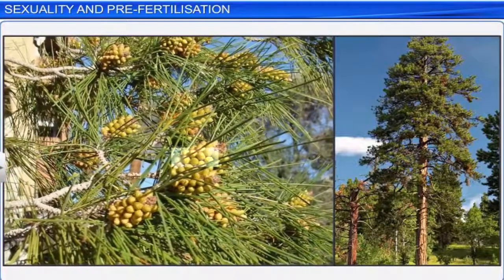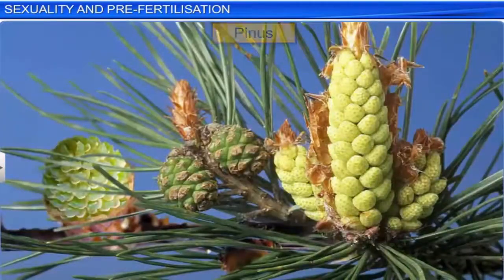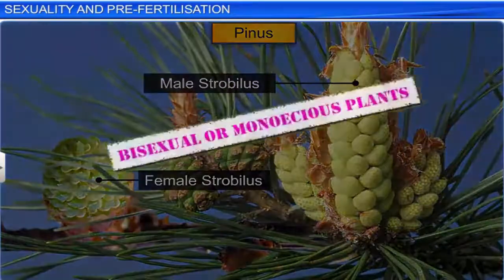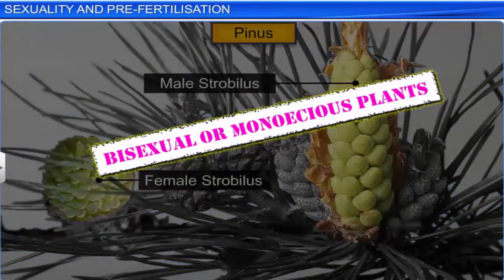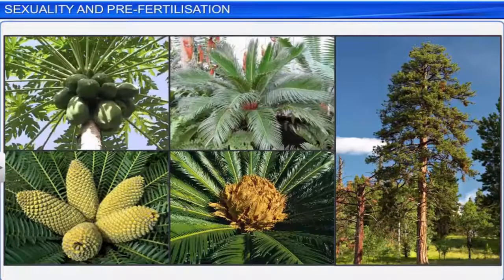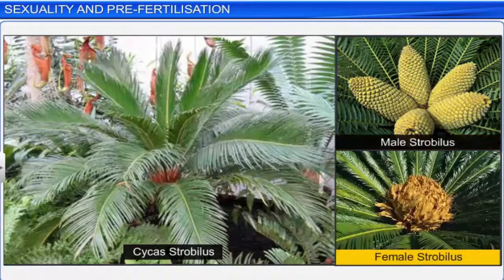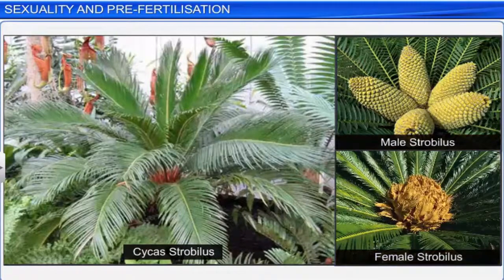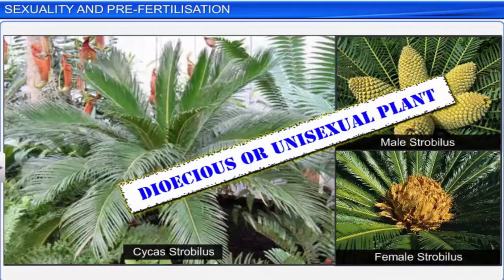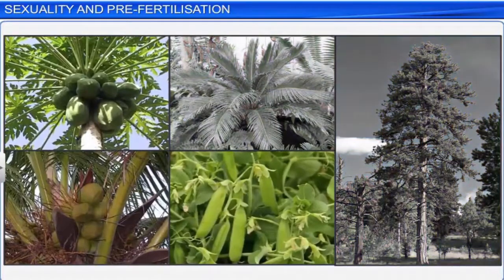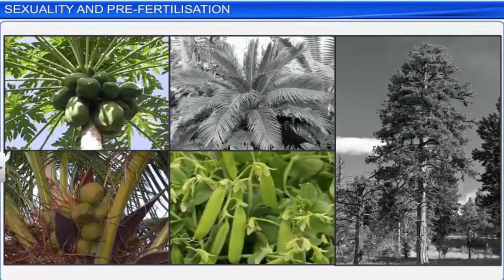For instance, gymnosperms such as Pinus possess both male and female strobili and are called bisexual or monoecious plants. Cycas, on the other hand, has the male and female strobili growing on different trees and is known as a dioecious or unisexual plant. Angiosperms too comprise a variety of monoecious and dioecious plants.